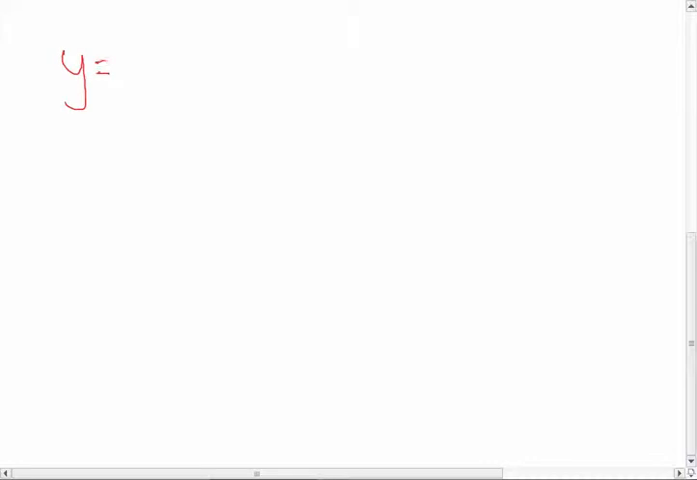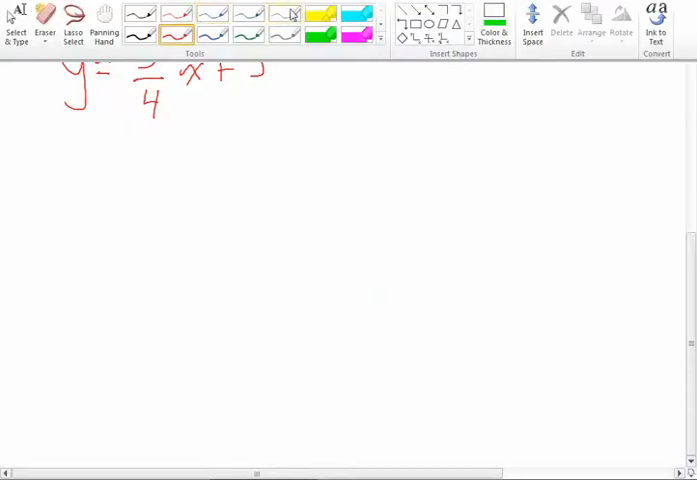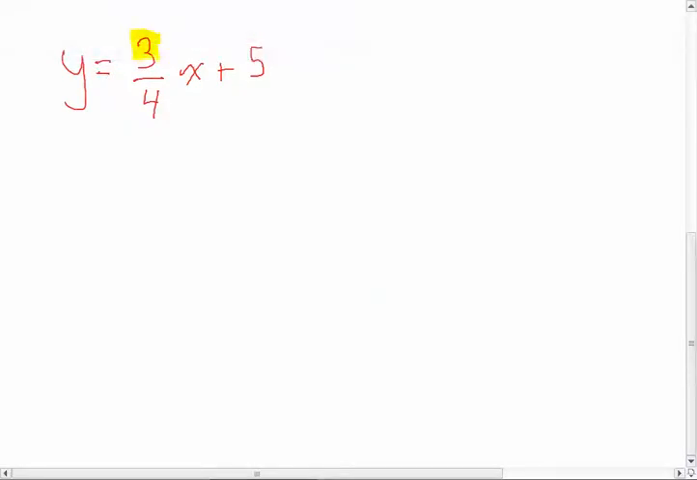This is in standard form. Okay, this is your slope-intercept form. I'm going to give you the equation: y is equal to 3 over 4x plus 5. In slope-intercept form, the coefficient of your x value always denotes the slope. So it's a really handy tool. Slope-intercept form is really, really useful because it's so easy to pull out what the slope of the line is.